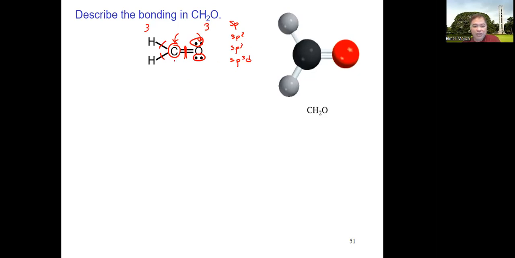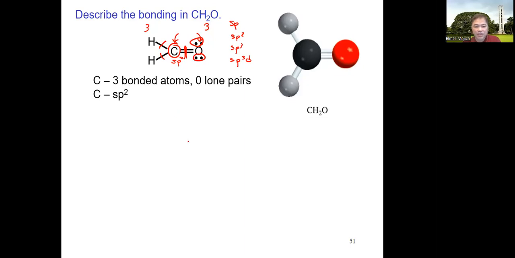So, anong ibig sabihin nito? Ano yung hybridization ng carbon at oxygen sa atom na to? Pareho silang sp2. Kuha ba? Yes. Okay. Now, if we're going to look at this carbon dito, it has 3 bonded atoms and 0 lone pairs, so it's sp2. Ganun din sa oxygen.